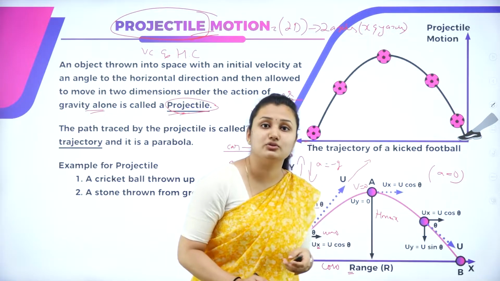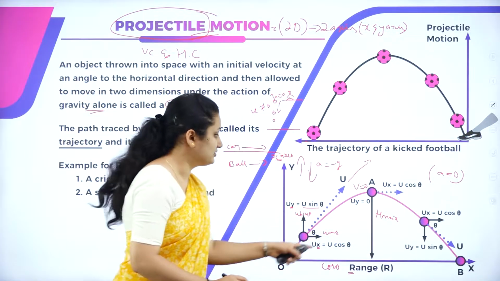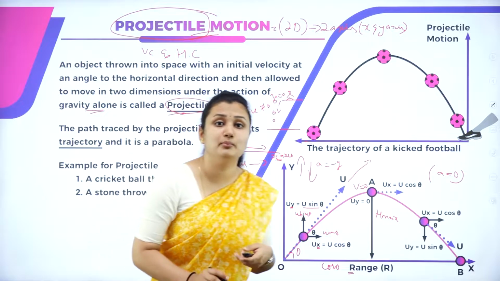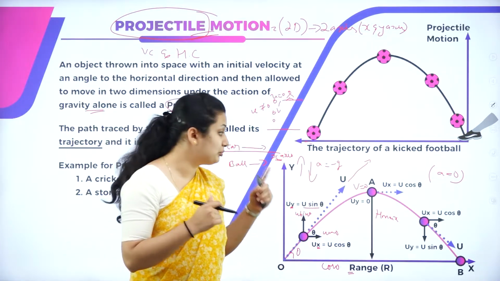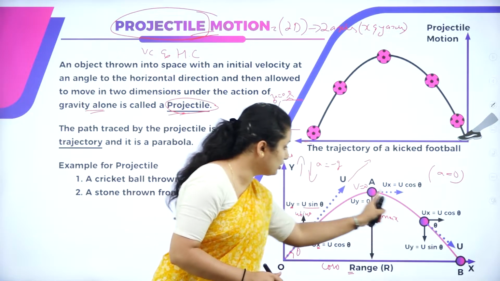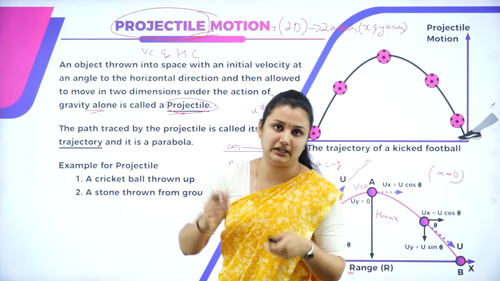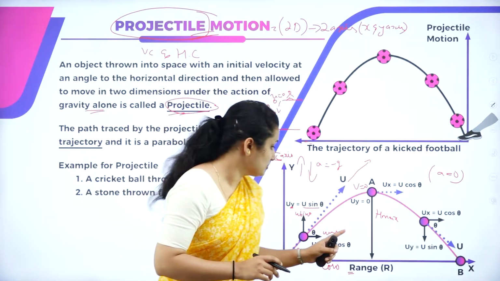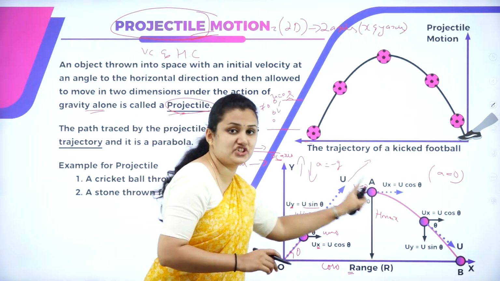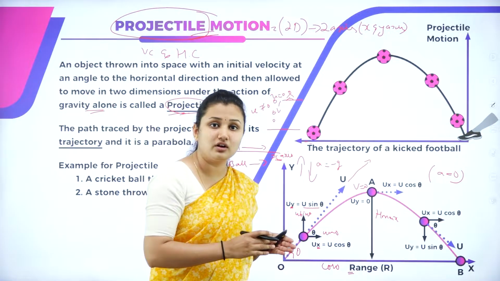So a is equal to 0 along the horizontal x-axis. This explanation is very important to derive the expression where we have to prove mathematically that the trajectory followed by the body or the ball is a parabola. I hope you have understood what a projectile is. This is what we call a projectile, that we are standing on the x-axis, that is the horizontal component.